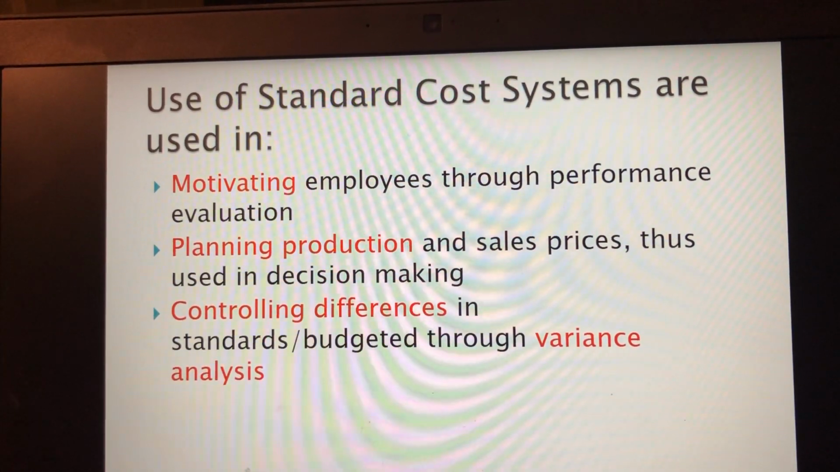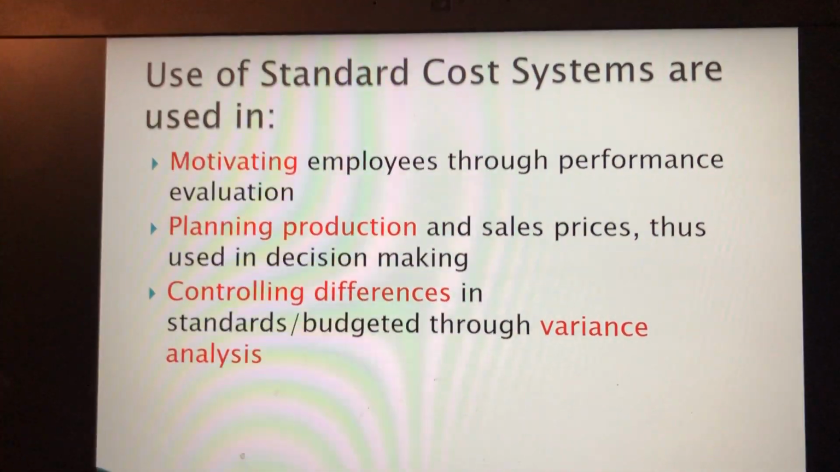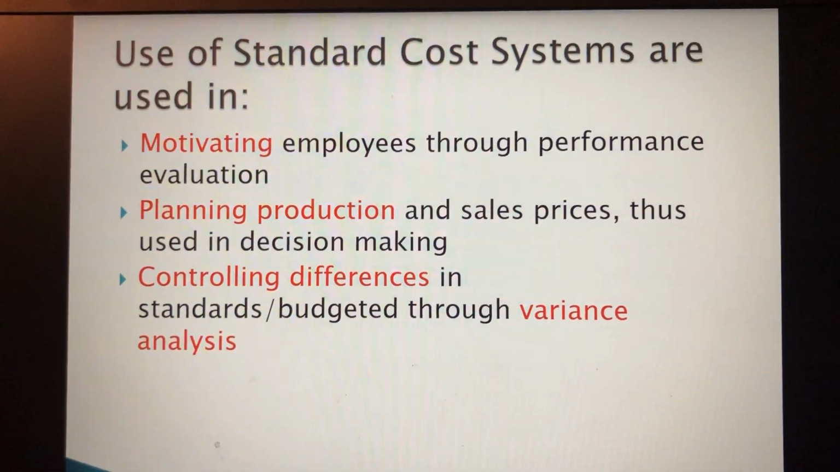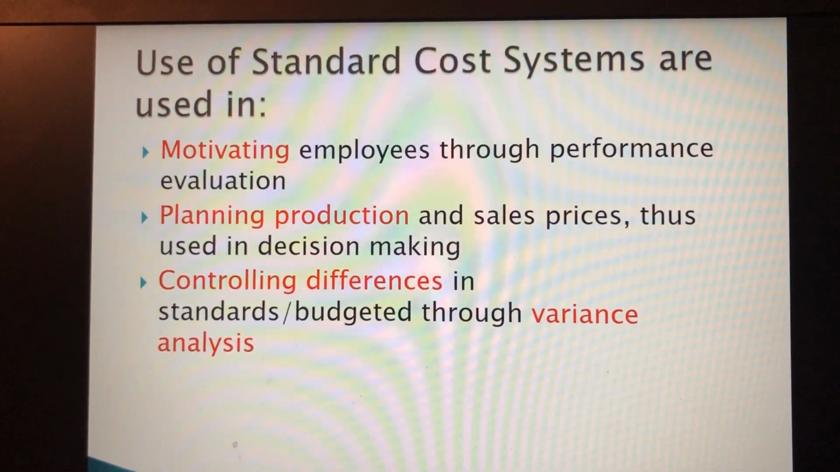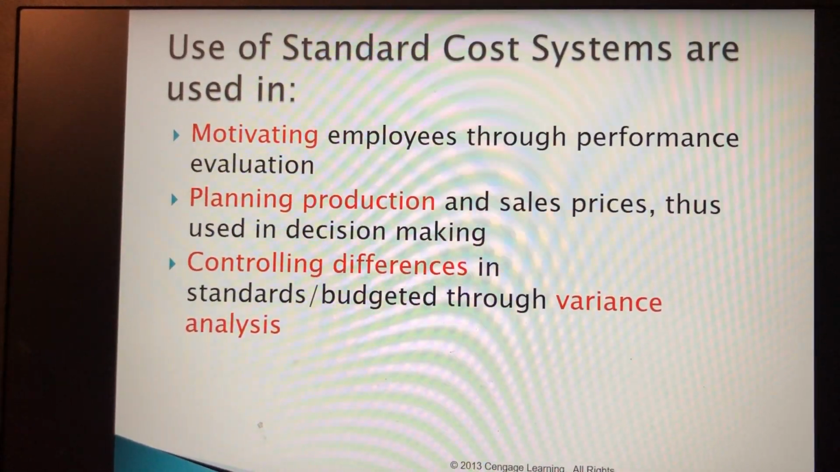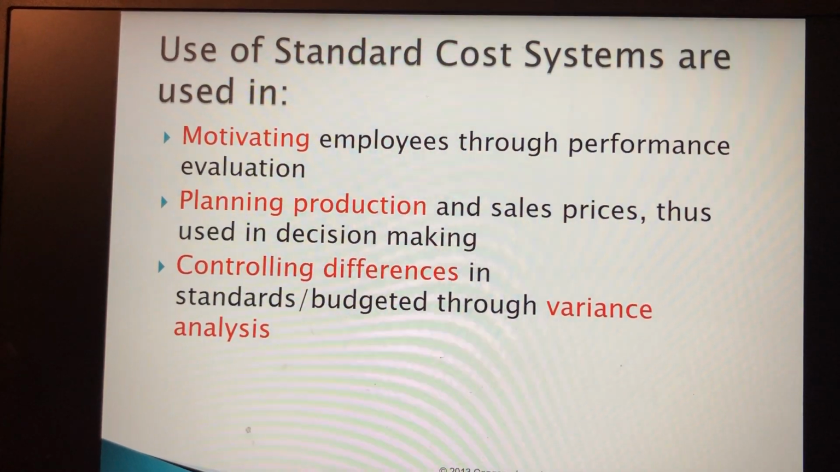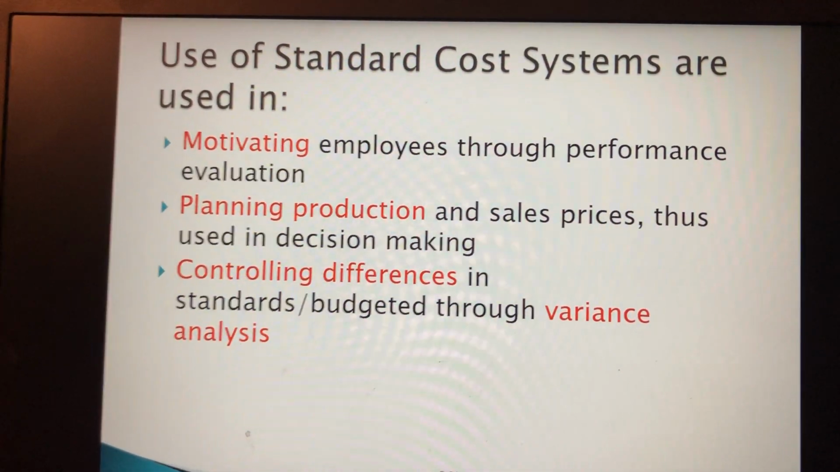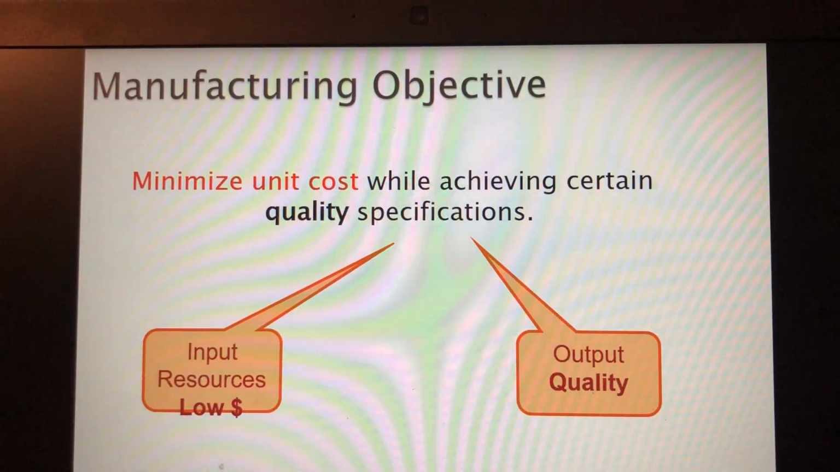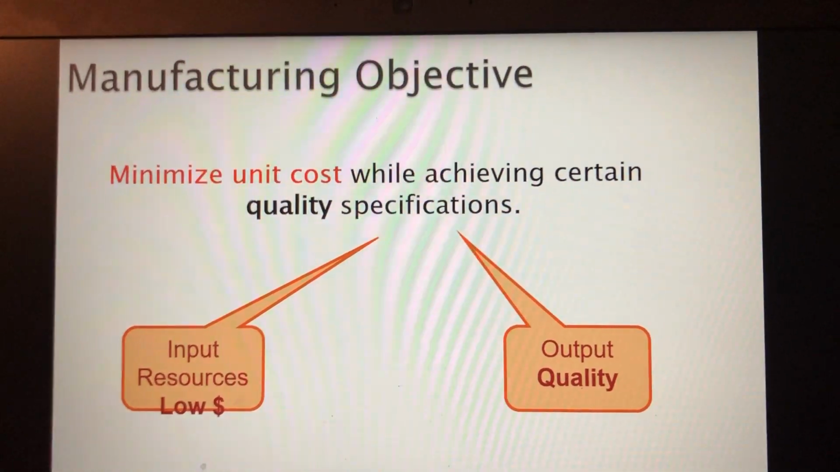Here are some more reasons that they're used. They motivate employees because you give them a quota, so many to make, and that causes them to want to do better and meet their quota. It helps you plan what your production is. It helps you control cost. So variance analysis deals with controlling cost. And the idea is you want to keep your cost low, but you want to keep your quality high.